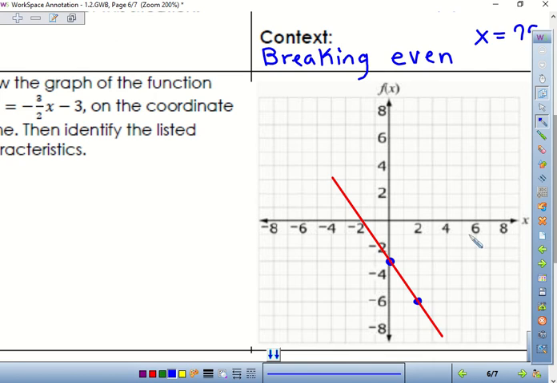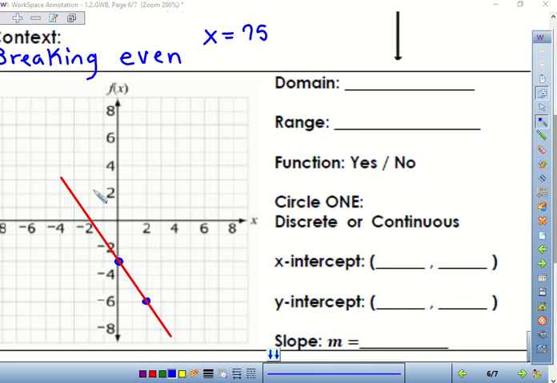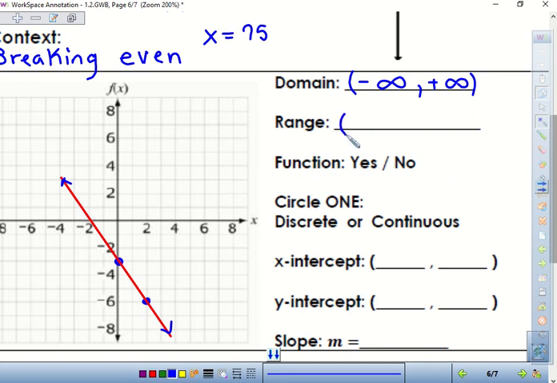So we're going to then list the characteristics of it. If this is a linear function, what is its domain? Negative infinity to positive infinity. What is its range? Good. Every linear function has the same domain and range, unless we're talking about restriction. Does it pass the vertical line test? Is it continuous or discrete?